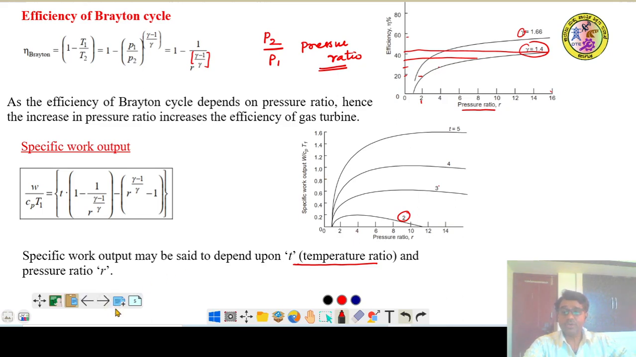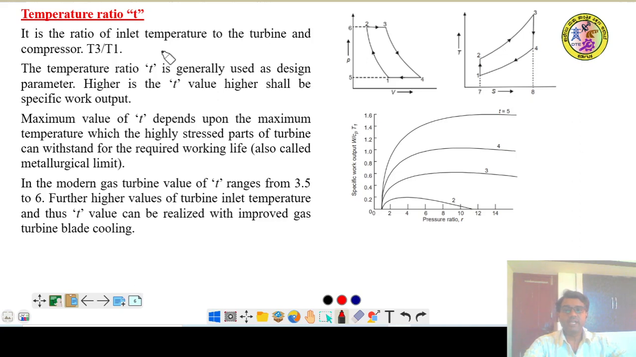So what do we mean by temperature ratio? It is the ratio of the inlet temperature of the turbine to that of the compressor. 1 to 2 is the compression process, and the compressor inlet temperature is T1, while the turbine inlet temperature is T3. So T3 by T1 is the temperature ratio. If this temperature ratio increases, then the specific work output increases. The temperature ratio T is generally used as a design parameter. The higher the T value, the higher the specific output. As the T value increases, the work output increases. You observe here, the T value is 2, 3, 4, 5. The T value goes on increasing.